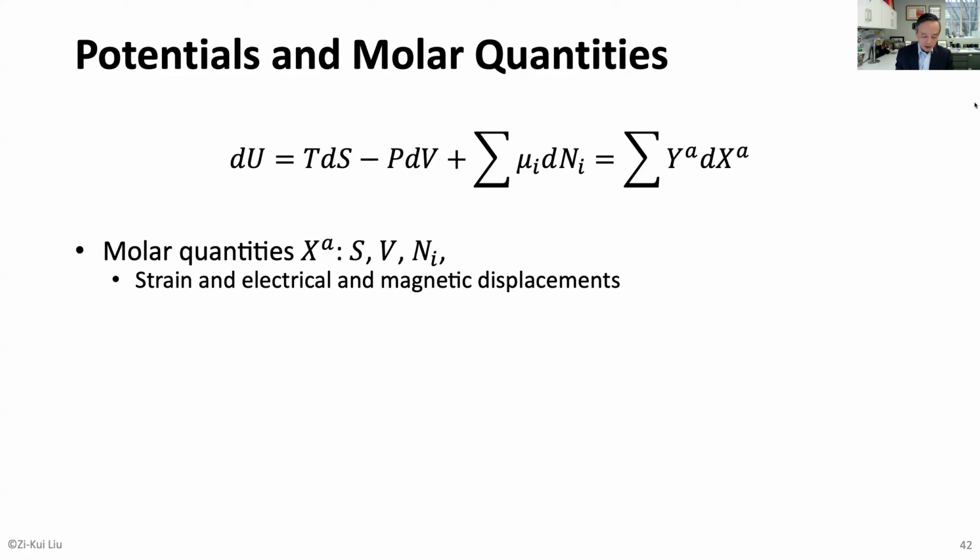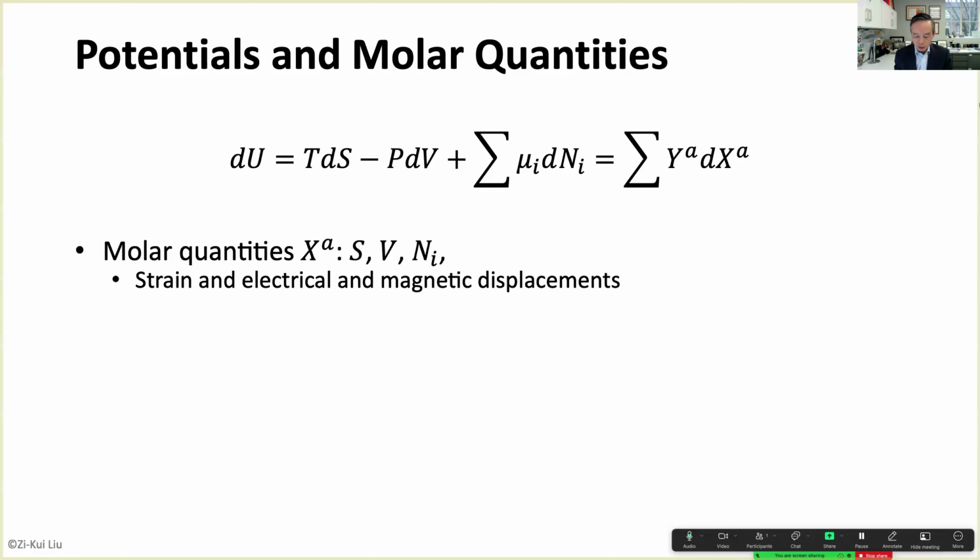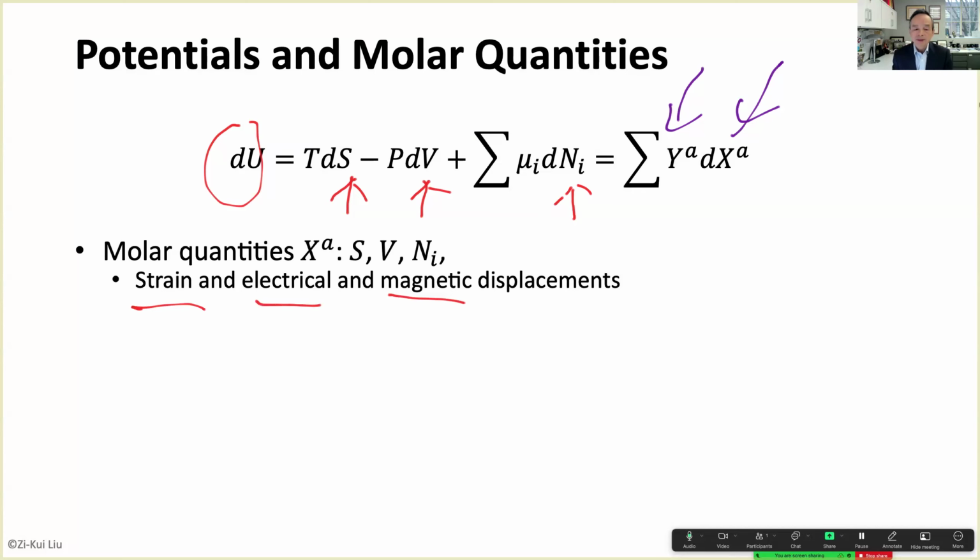Okay, so we have these two types of variables. One is YA, one is dXA. So what are the XA? XA are the ones in the differential, as you can see, you have them here now. So that's the S, V, and Ni. They're in the differentials in the combined law, using internal energy. Of course, you can also talk about the strain and electrical and magnetic displacements too. Because they are also size dependent, but you can normalize them.